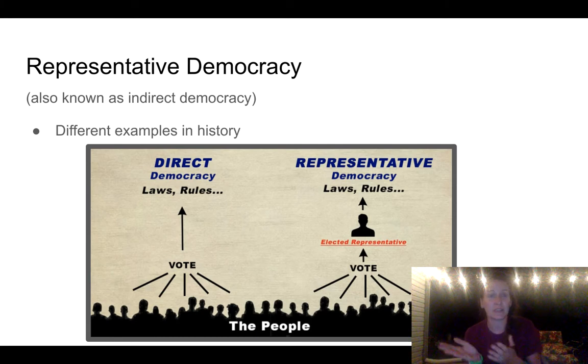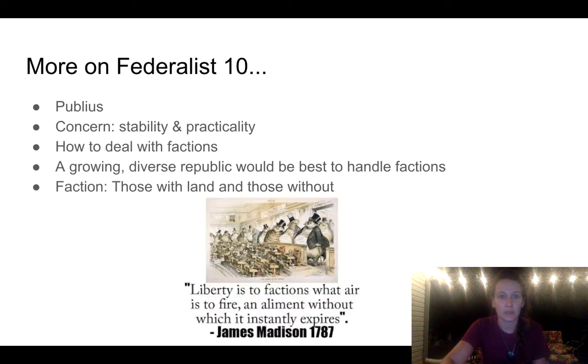Now there's been different examples of representative democracy in history. So just so you know, we'll talk about those this year. So a little bit more on Federalist 10. So I'm going to read a little bit about what I wrote on Federalist 10 about a year ago, but I'll try to ad-lib a little bit here.